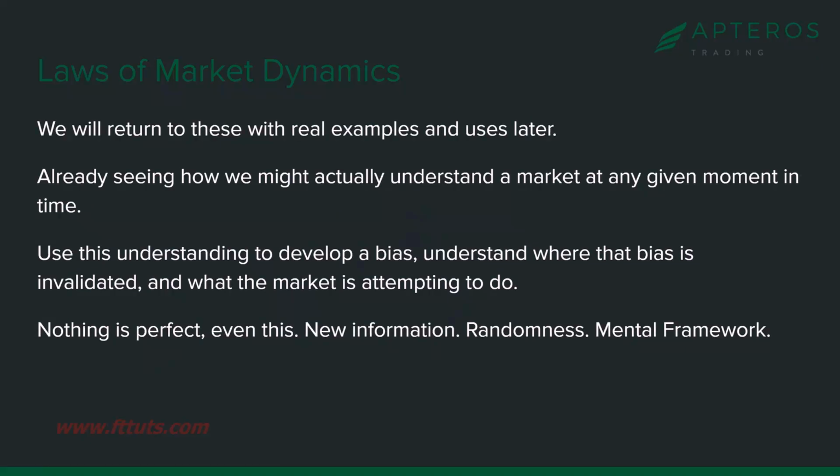We'll return to these with real examples. We're already seeing how we might actually understand a market. I hope, if I'm doing a good job here, you're starting to see how we can understand a market, what it's up to. We can develop a bias from these laws, whether we should be looking long, whether we should be looking short. We're not talking about trading, are we? We're talking about context, having a bias, understanding what the market's up to and where that gets invalidated, what it's attempting to do, where that would change.